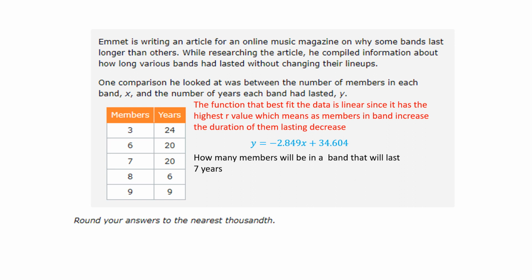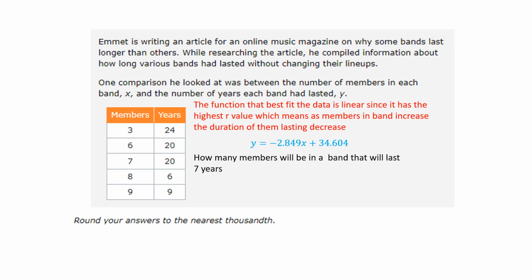So here, you have members and you have years. Is the years the X or the Y? The years is the Y value. Because it's the Y value, I have to take 7 and plug it in for the Y value. And from there, I put this in decimals, and when I do, I get an approximation of close to 10.